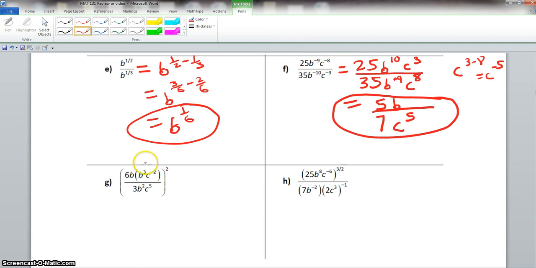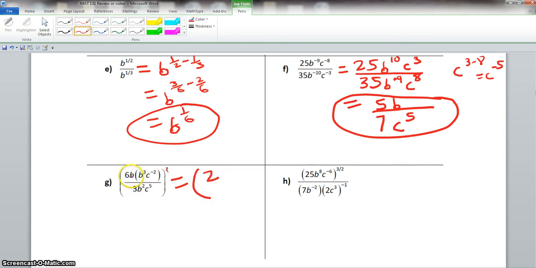Now we go here to G. Now if you notice, we have a big parenthesis here, we have a parenthesis on the inside, and all of this is squared. So now, let's take care of what's on the inside here. We know 6 divided by 3 is 2. So we know we will have 2.